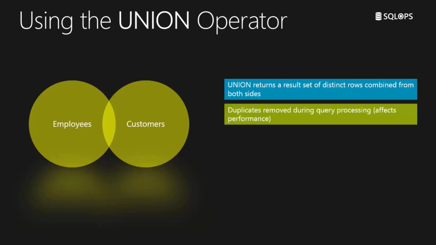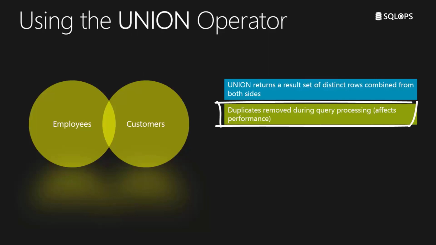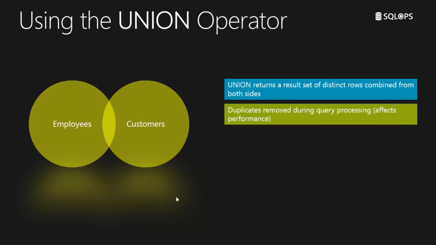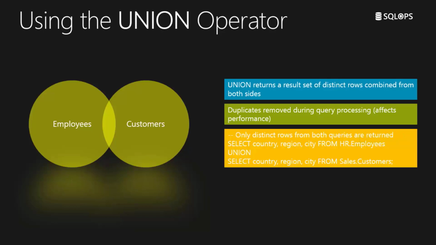When you use a union, it combines all rows from each input set and then filters out duplicate rows. From a performance standpoint, the use of union will include a filter operation whether or not there are duplicate rows. So if you need to combine sets and already know that there are no duplicates, consider using union all instead of union so that you can save the overhead of the distinct filter. Let's take a look at this example.